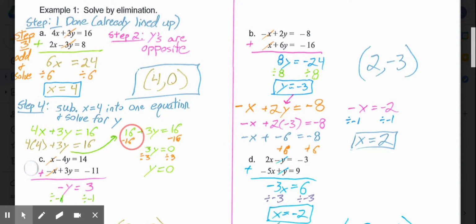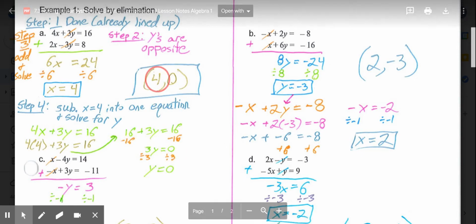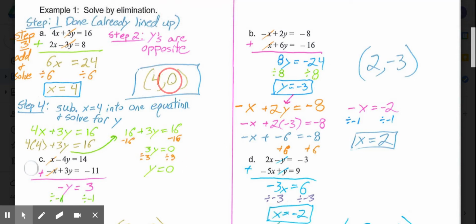So to solve for y, subtract 16 from each side. 3y equals 0, divide by 3, and 0 divided by anything is 0. So our final answer would be x equals 4, y equals 0. So we'd write it as the ordered pair, 4 comma 0.